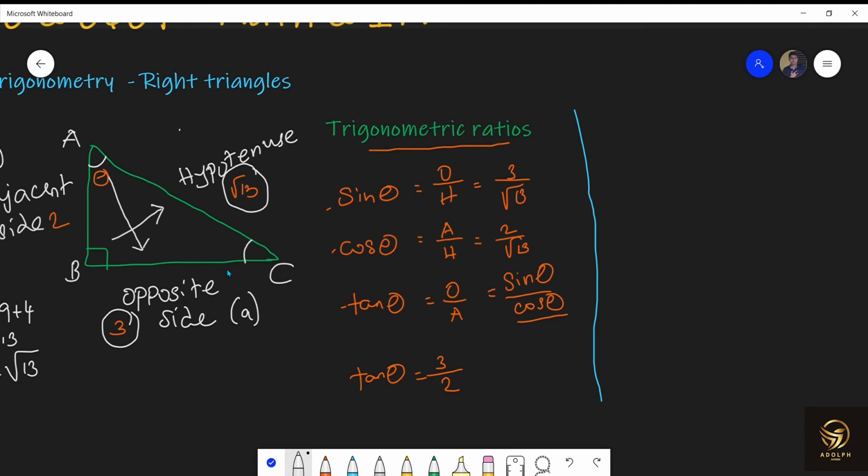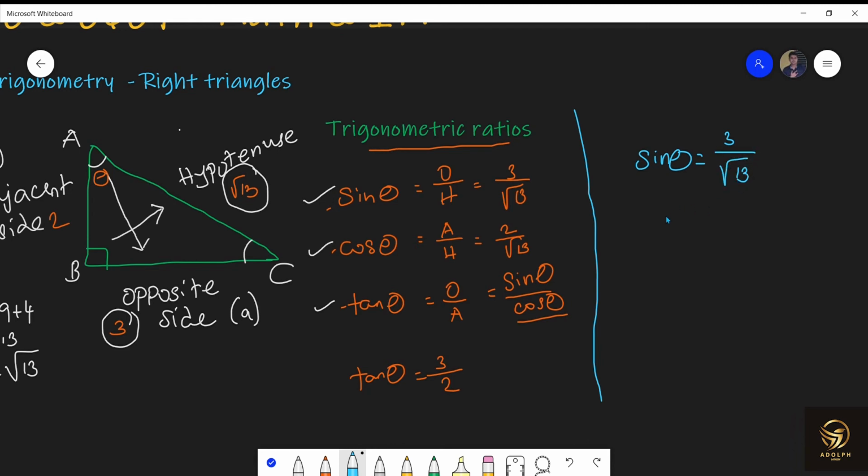If it is so, what do we have to do first? First we have to identify that 3 is the opposite side and root 13 is the hypotenuse. Then the two given sides are opposite and hypotenuse. We have to select which trigonometric ratio we are going to use. We have sine theta, cos theta and tan theta. Which ratio relates opposite and hypotenuse? We know that opposite and hypotenuse is sine theta. So first what you have to write is sine theta equals opposite side in the numerator divided by hypotenuse in the denominator.